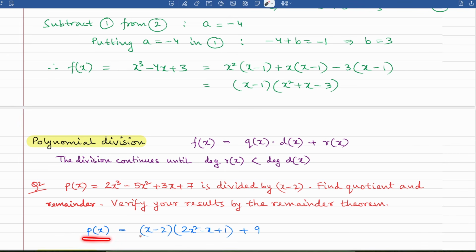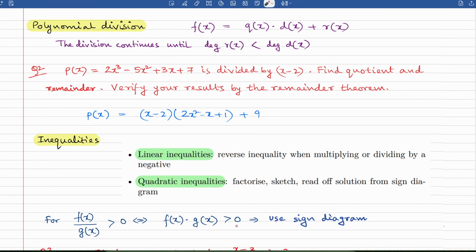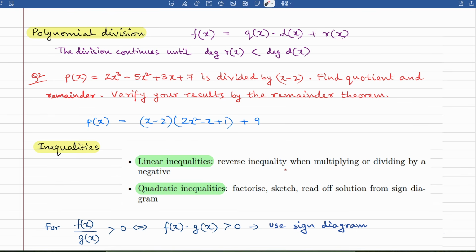P(x) will be equal to (x minus 2)(2x squared minus x plus 1) plus 9. This is the polynomial written in the division algorithm format. So 9 will be the remainder, obviously. Alright, now inequalities. Linear inequalities are quite easy. Mostly you will find them with absolute value functions, but remember that they reverse the inequality when multiplying or dividing by a negative number, and if you take the reciprocal of both sides.